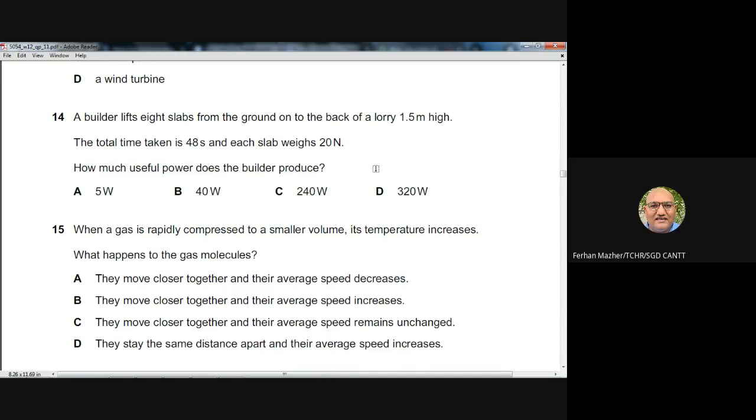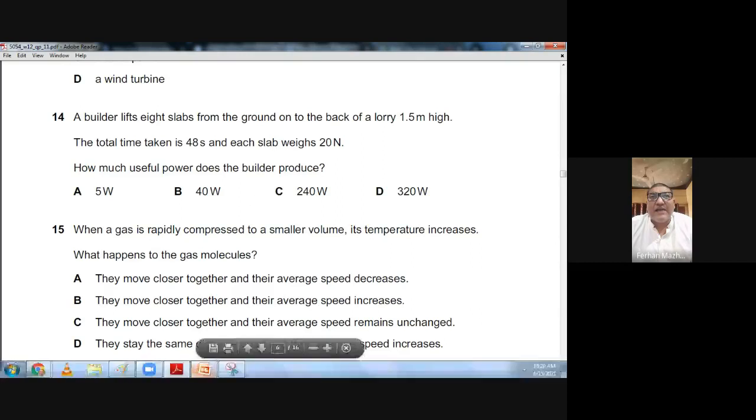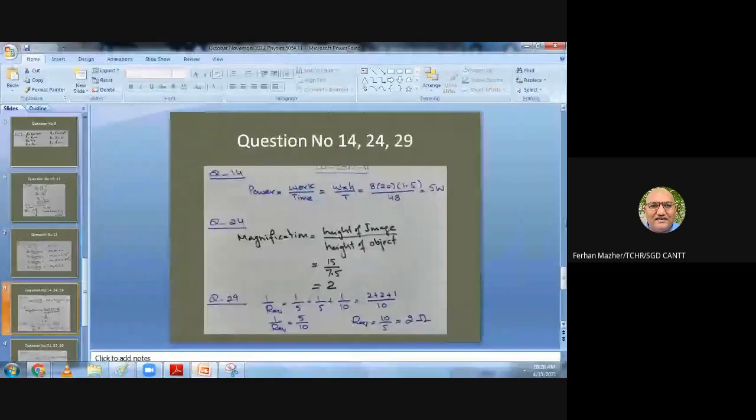The weight of one slab is 20 Newton. He lifted 8 slabs. So 8 multiplied by the weight of one slab, multiplied by the vertical height gained by the slabs, divided by the time taken, that will give you the power. So let me check, I have done this work, and let me show you my work.